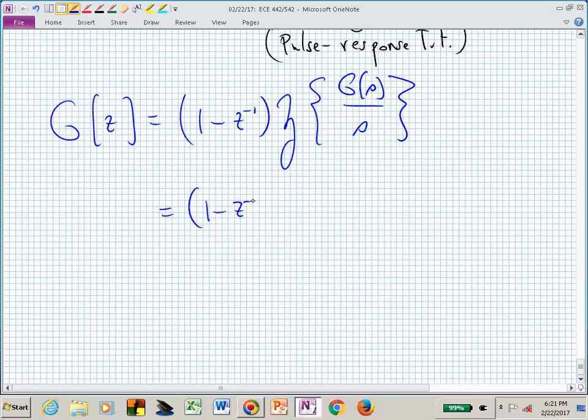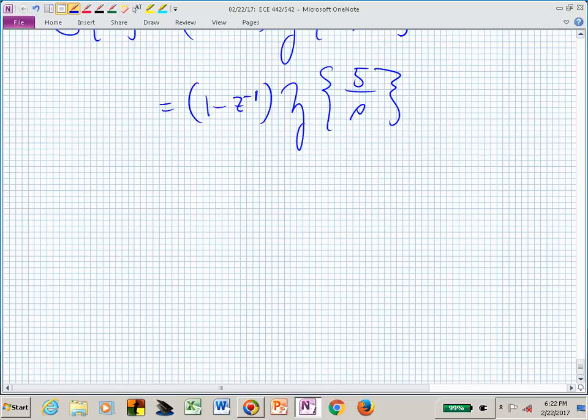Well, you can just keep going. You can hope for inspiration as you're writing, right? So now you go, well, he gave me what G(s) was. That's 5. So let me just put that in here. 5 over s. Okay, I'm looking for inspiration. But I can factor that 5 out of the z transform. That's just a constant. That's just a scaling. So I now have 5 times (1 minus z to the minus 1) times the z transform of 1 over s.